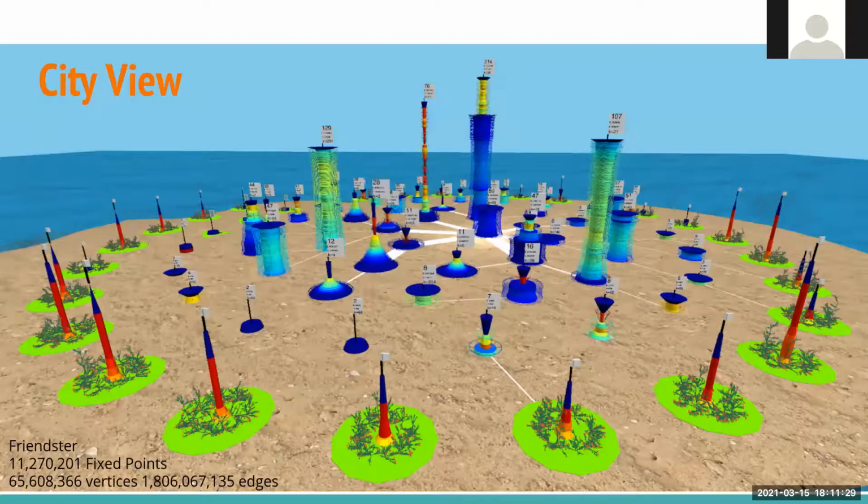Here we show an up-close view of the graph city of the Friendster social network, which has over 65 million vertices and 1.8 billion edges. Notice that the outside of the spiral has many buckets of small fixed points, whereas the inside of the spiral has a handful of large fixed points which stand on their own. This is indicative of the fact that the dataset follows a power law, which makes intuitive sense for a social network.